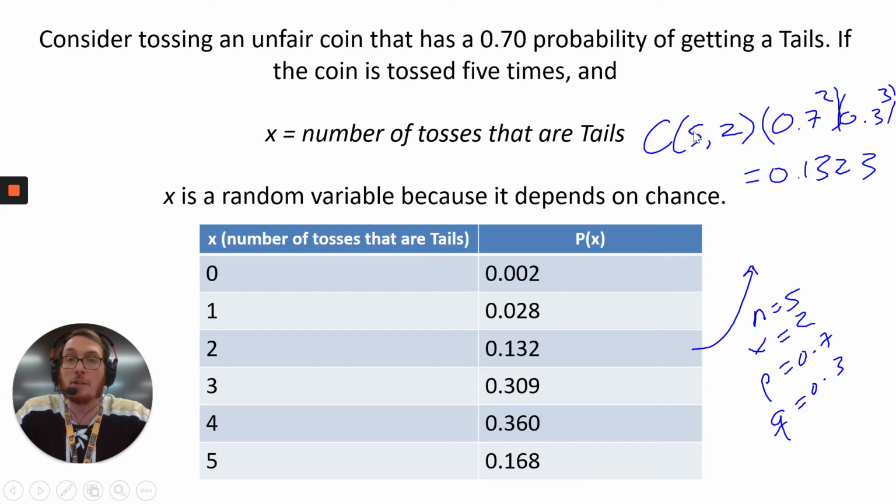So I do a combination of 5 choose 2 for the n and x, and then it would be 0.7 raised to the x power, which would be to the second, and then q, which is 0.3 raised to the third power, because 2 plus 3 should be 5 total tosses. And I plug all that in, I get 0.1323, and I round this to 3 decimal places.